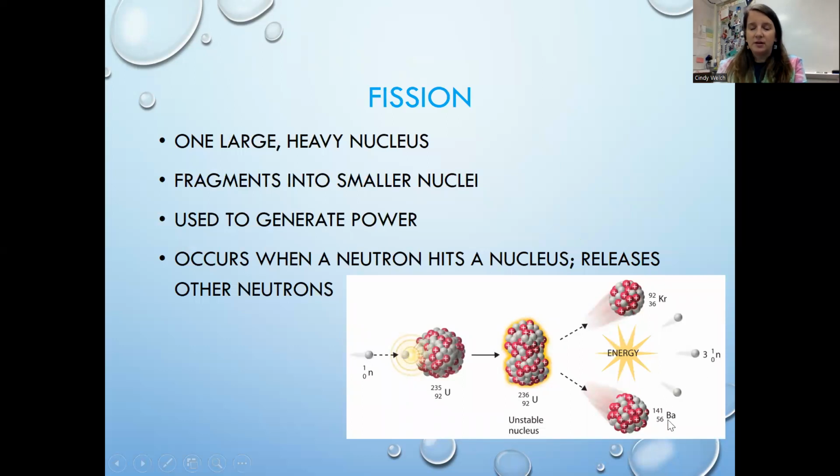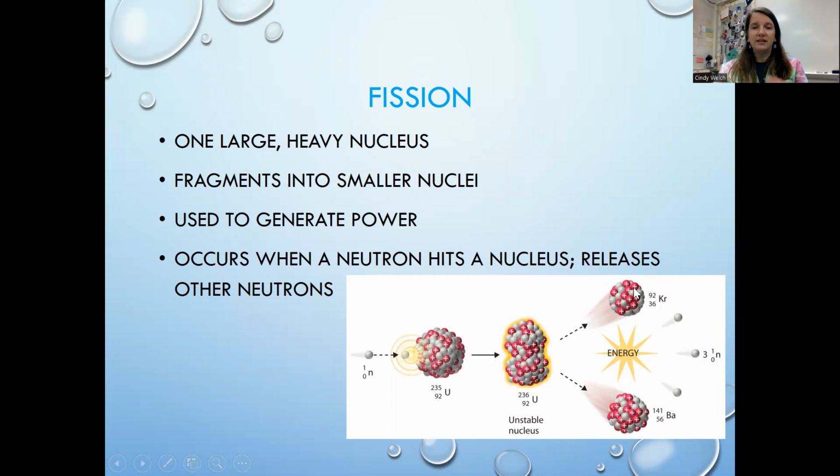So the atomic numbers down here at the bottom, when you add those two atomic numbers together of those two new nuclei, those atomic numbers added together will equal the atomic number of the larger nucleus that split. And when you look at the mass numbers, those mass numbers don't exactly equal the mass number of that larger nucleus until you factor in the amount of neutrons that are also being given off.